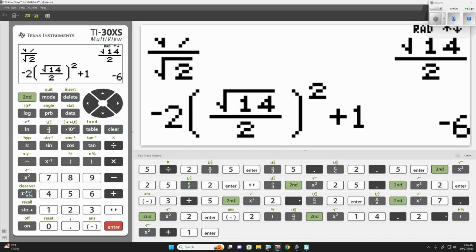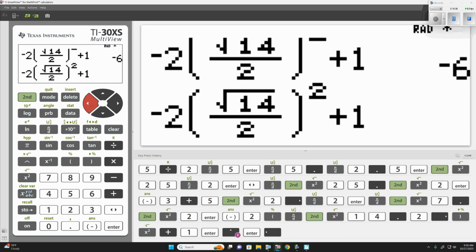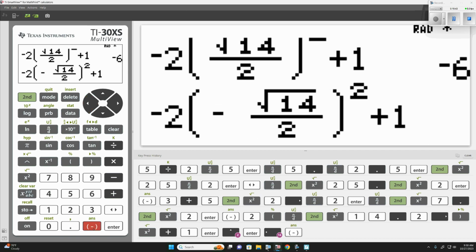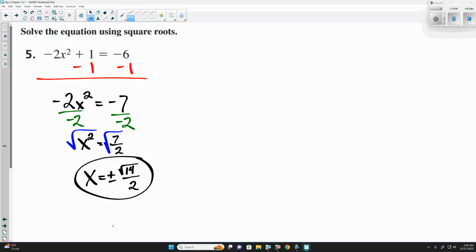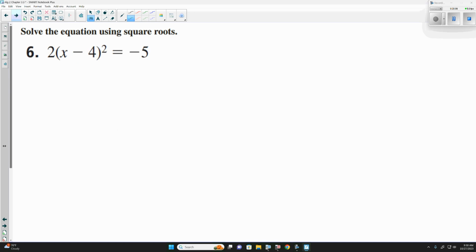We could do the same thing with negative square root of 14 over 2. So negative 2 times negative square root of 14 over 2 squared plus 1 still equals negative 6. It still works. So especially if you're second guessing your answer, you can plug it back in and check it to make sure it does work. It is a way to verify it. Questions on any of this here?